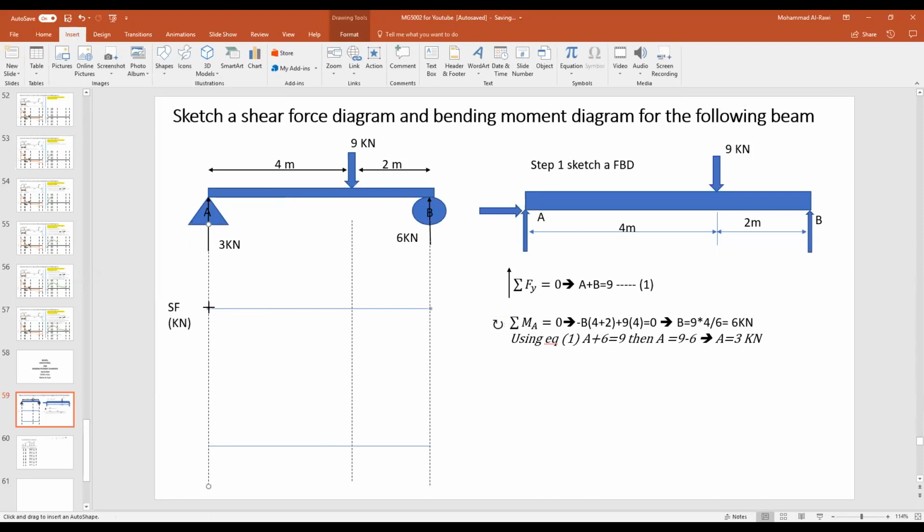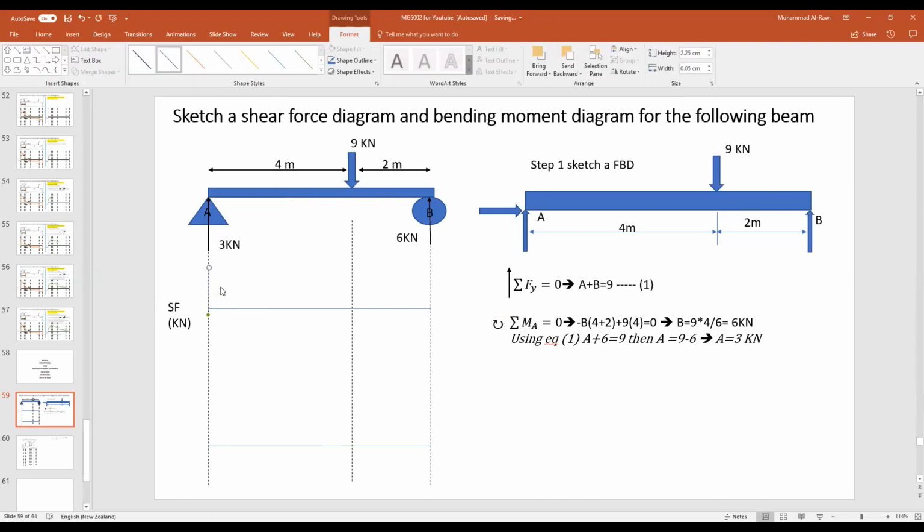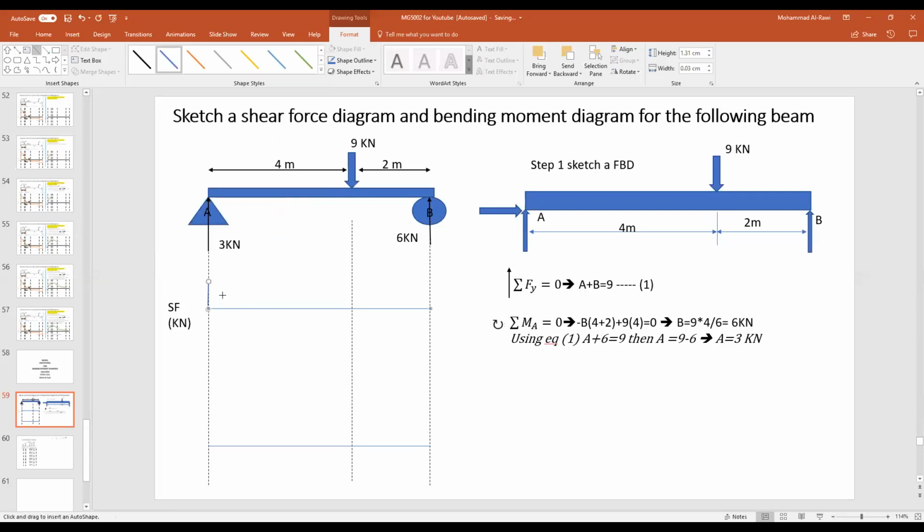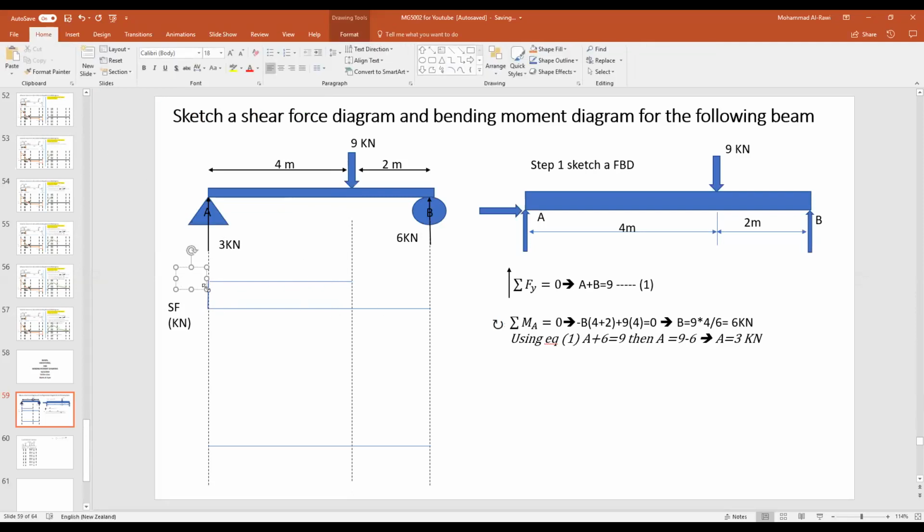So I'm starting from it, I'll go upwards. So from here, if you do it to scale, if we are very precise, should be the value of 3. So let's do it something reasonably acceptable. So that's 3. And then nothing happened from this point till the action of the 9. So all of it is a 3. Don't need to write the units because I specified in my graph, it's kilonewtons.